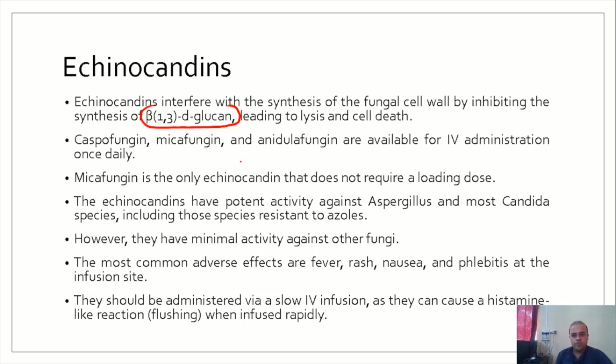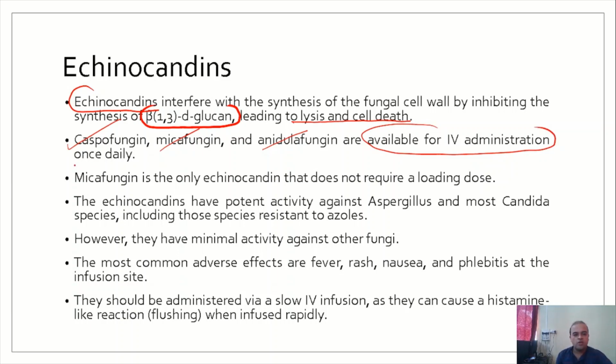Out of these two cross linkages, the synthesis of the beta 1,3 D-glucan linkage is inhibited by the echinocandins, the category of drugs. And as this particular linkage doesn't get formed, it leads to lysis and cell death. We have three main drugs in it, that is caspofungin, micafungin, and anidulafungin. These three drugs are available for intravenous administration.